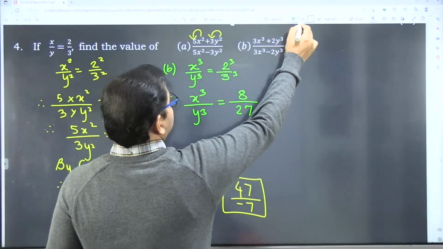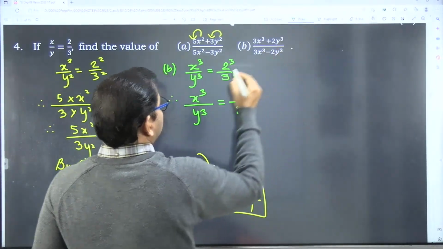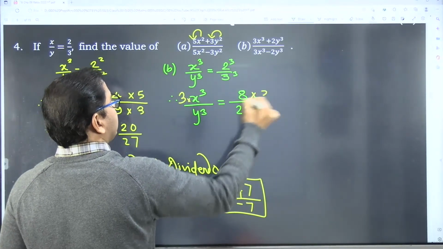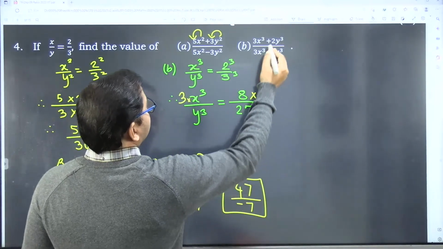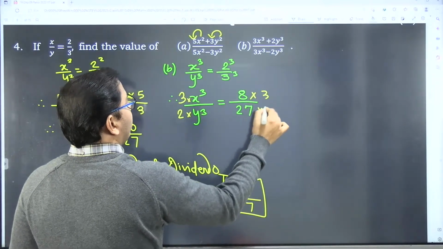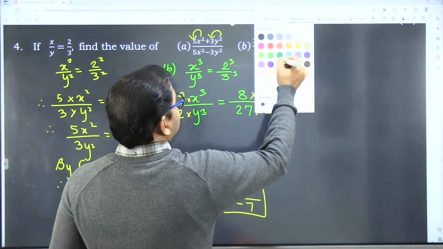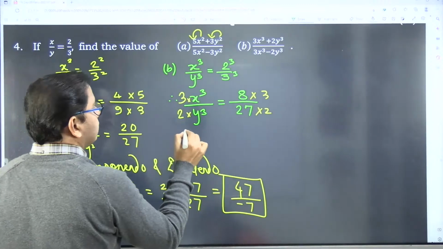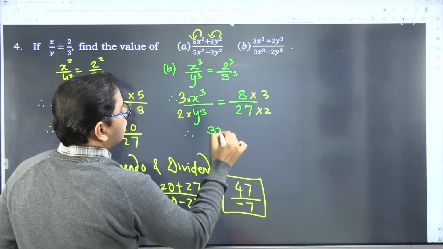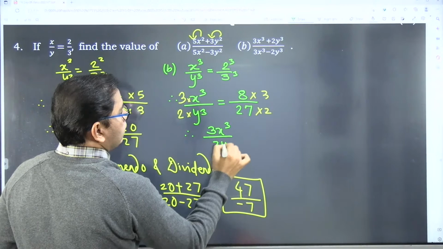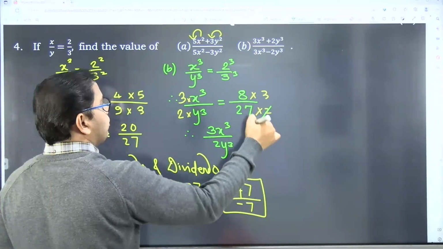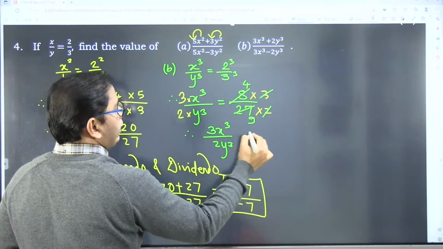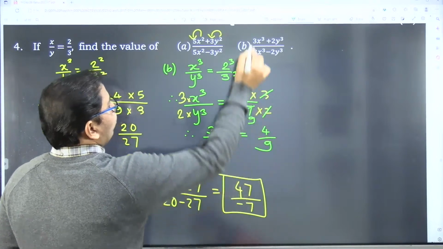Now I want 3 with x. So 3 multiplied on the left hand side, 3 multiplied on the right hand side, and 2y. So 2 and 2 multiplied in the denominator of both sides. Okay, so left hand side is what? 3x cube upon 2y cube. Correct? Here cancellation is possible. 2 into 4 is 8. 3 into 9 is 27. So 4 upon 9.